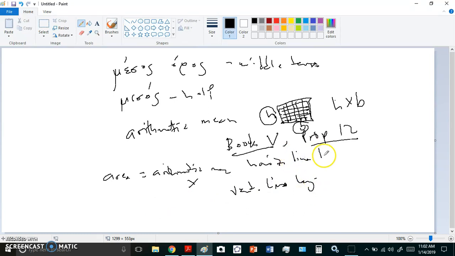Horizontal line lengths and vertical line lengths. All right. So, and similarly, a cube would be defined as the product of three arithmetic means. This distance times this distance times that distance, and that would give you the volume.